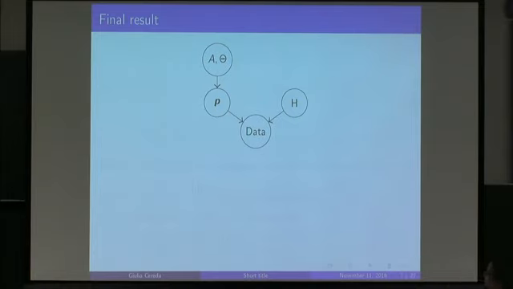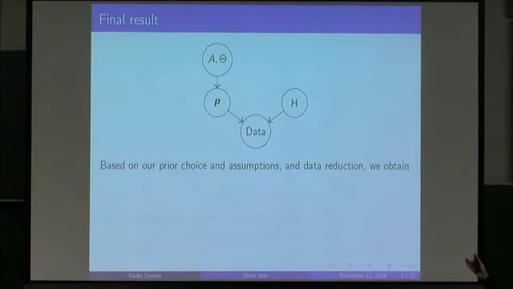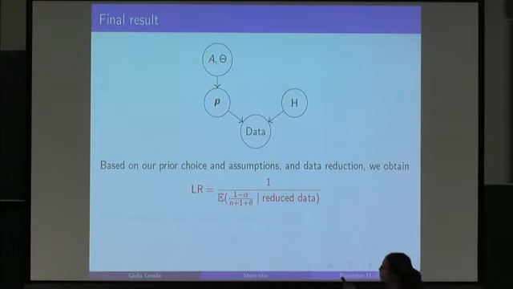So the point is, with the choice of prior that we made, the assumption of our model, and the data reduction, which I will explain to you very soon, we obtain that the likelihood ratio can be written as 1 divided by the posterior expectation of this simple function of the two parameters alpha and theta, given the data, actually the data reduced, but you will see what I mean very soon.